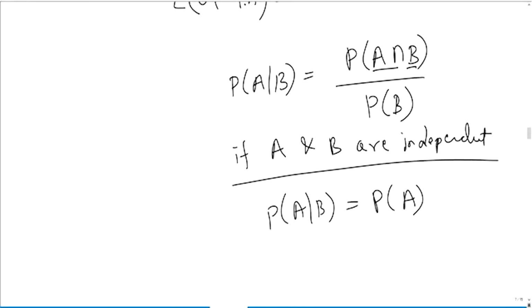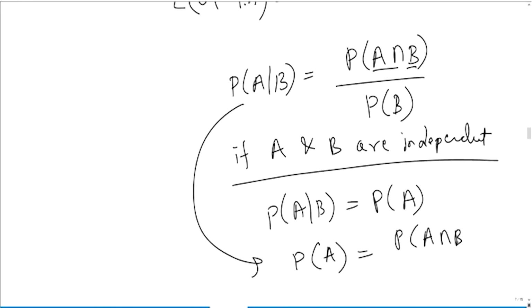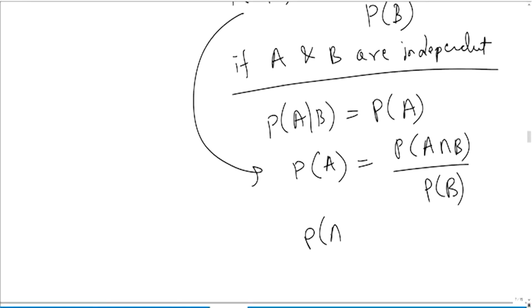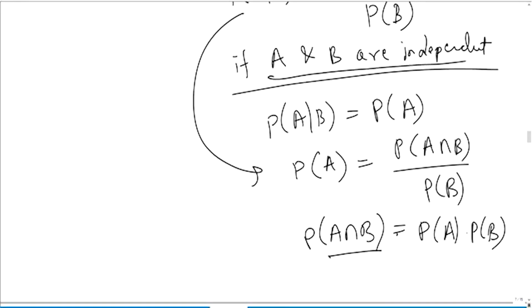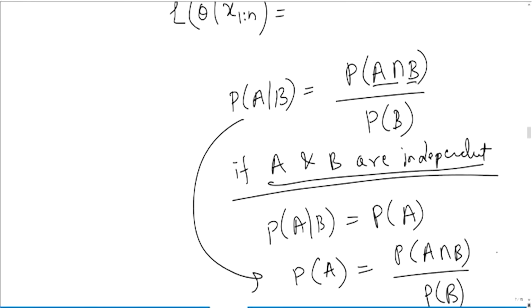So in this situation, you can rewrite this conditional probability formula as probability of A equals probability of A intersection B divided by probability of B. So probability of A intersection B is then probability of A into probability of B. So the probability of joint occurrence of A and B when A and B are independent is basically the product of their individual probabilities. Okay. So that's the idea we are applying here in calculating these joint likelihoods.